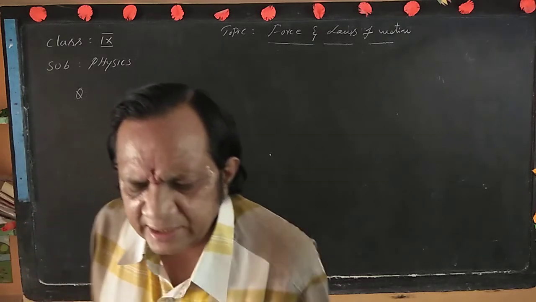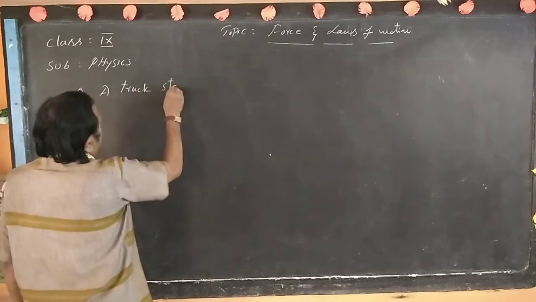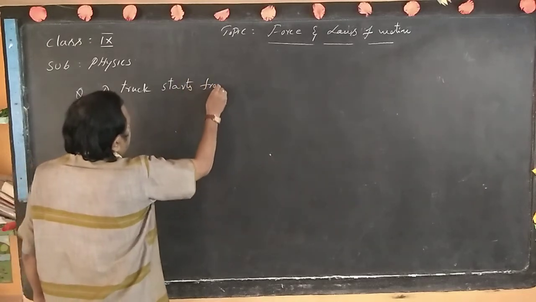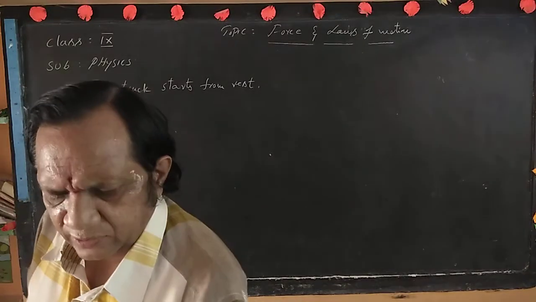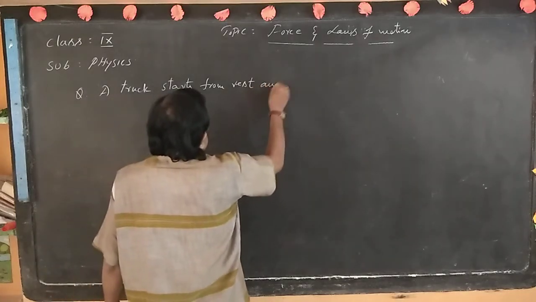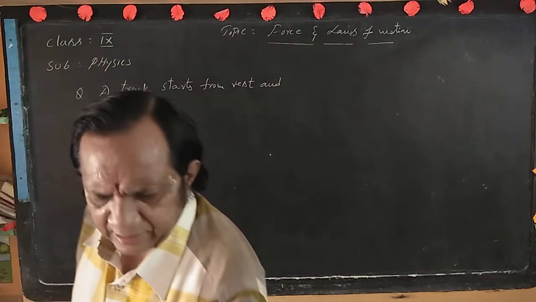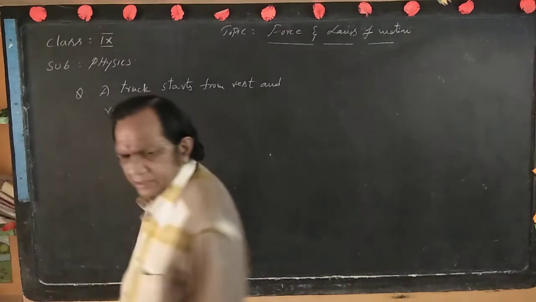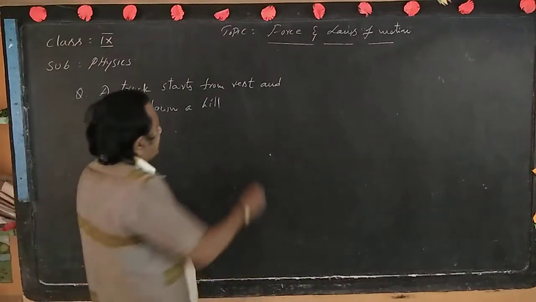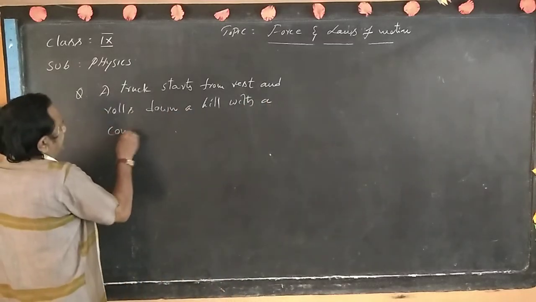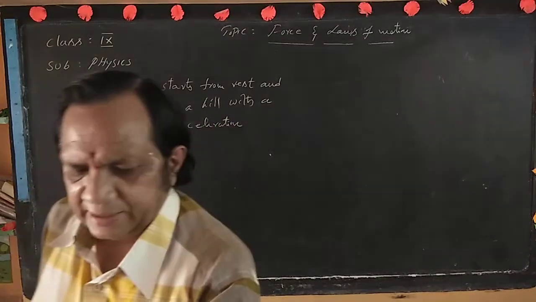So here, a truck starts from rest. From rest means what? Initial velocity becomes 0. Remember that in your minds. So starts from rest and rolls down a hill with a constant acceleration.